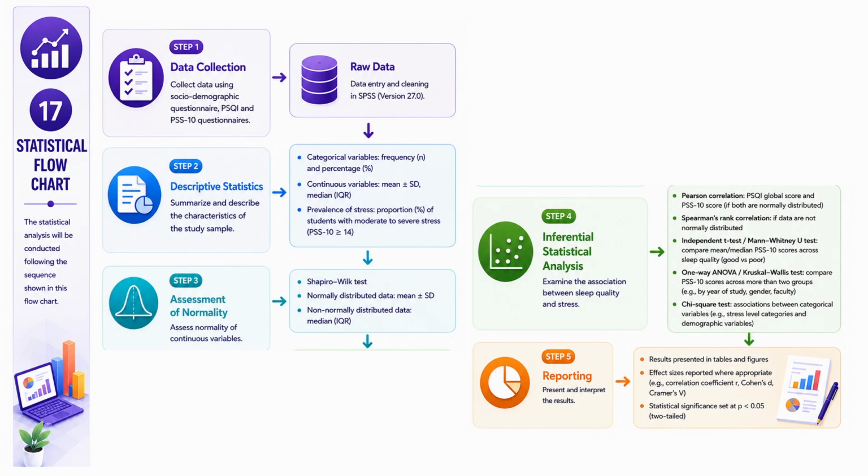Like year of study or faculty, like that. Chi-square test. Association between categorical variables will be studied using chi-square test.